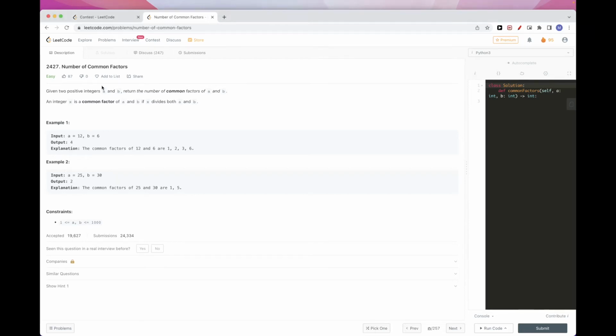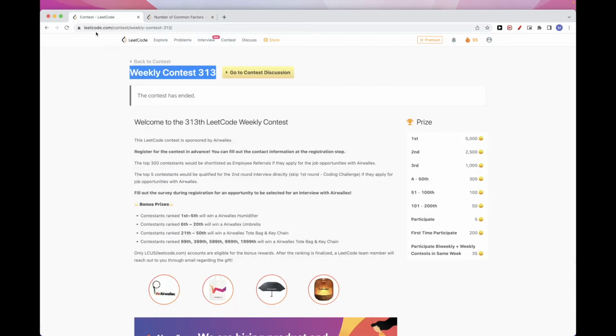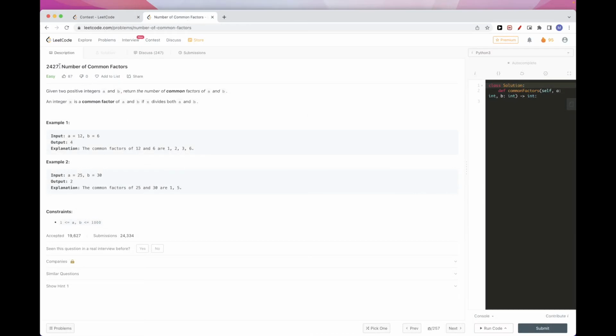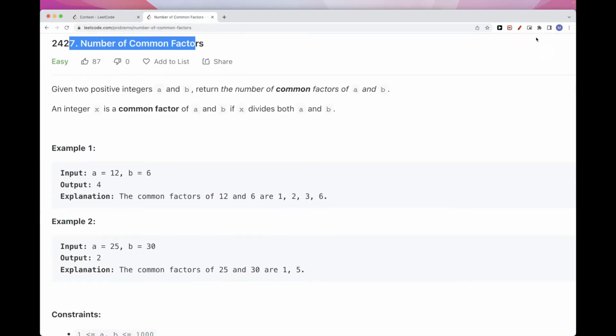Hello, so today we are going to do problems from this contest 313, and the first problem is the number of common factors. This problem says we get two positive integers, a and b, and we want to return the number of common factors between the two. A common factor basically just means x divides both a and b. So how can we solve this?